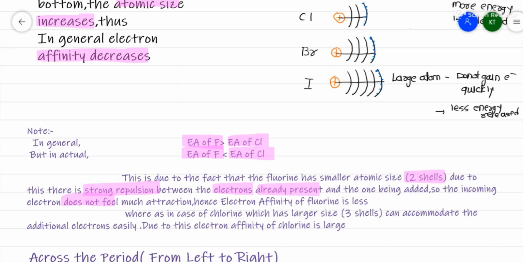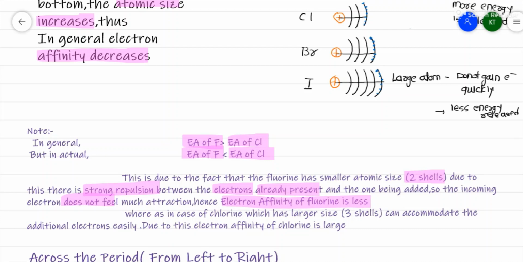Whatever the repulsion is between the paired electrons, the nucleus is busy controlling that. So it doesn't pay much attention to the incoming electron. The incoming electron is waiting outside the door to get in. But as the nucleus, who is the head of the family, is controlling the quarrel, he does not pay attention to it. As a result, fluorine has lesser electron affinity.